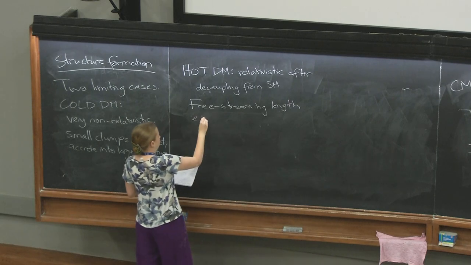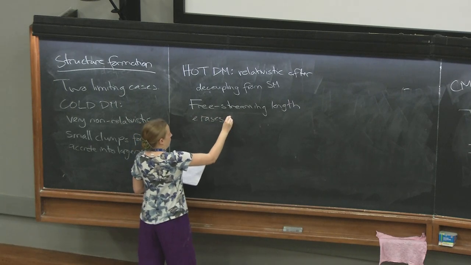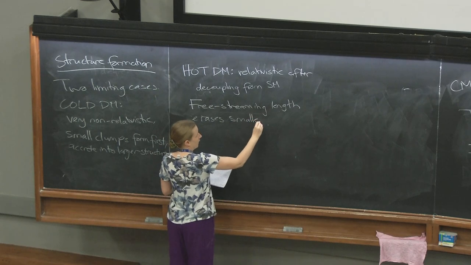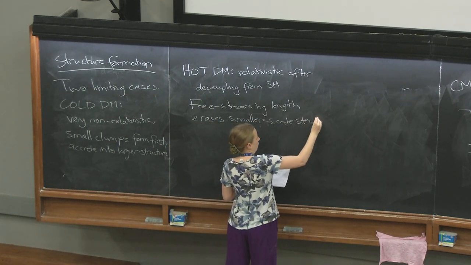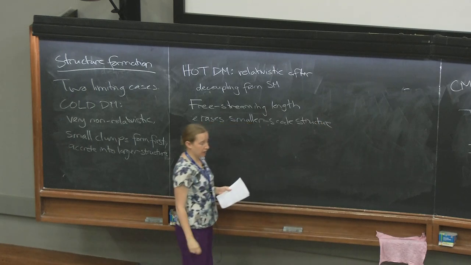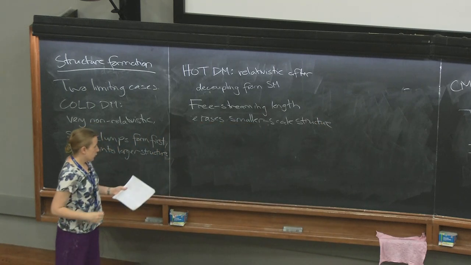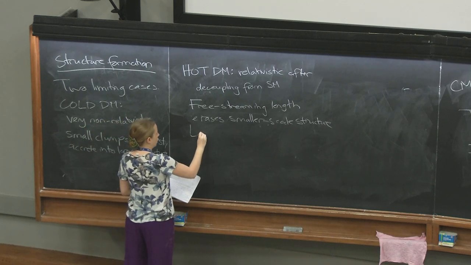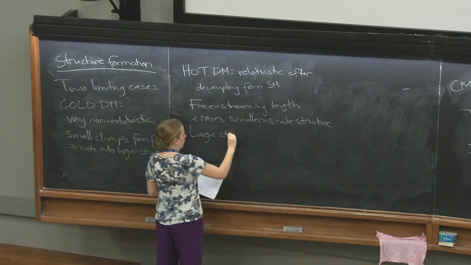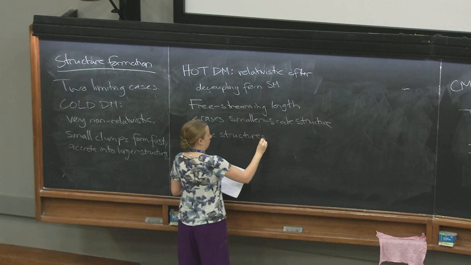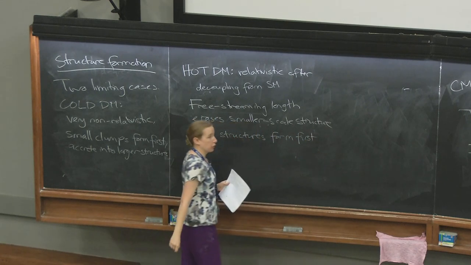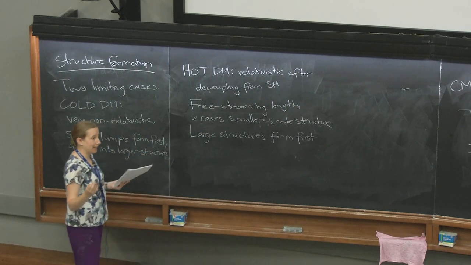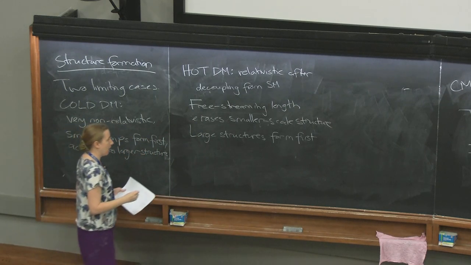erases smaller scale structure. So anything that's smaller than the free streaming length just gets wiped out. It doesn't form early on. So what happens in this case is that large structures form first, and then they fragment. So the way that you get galaxies is first you make galaxy cluster-sized halos, and then they break apart.